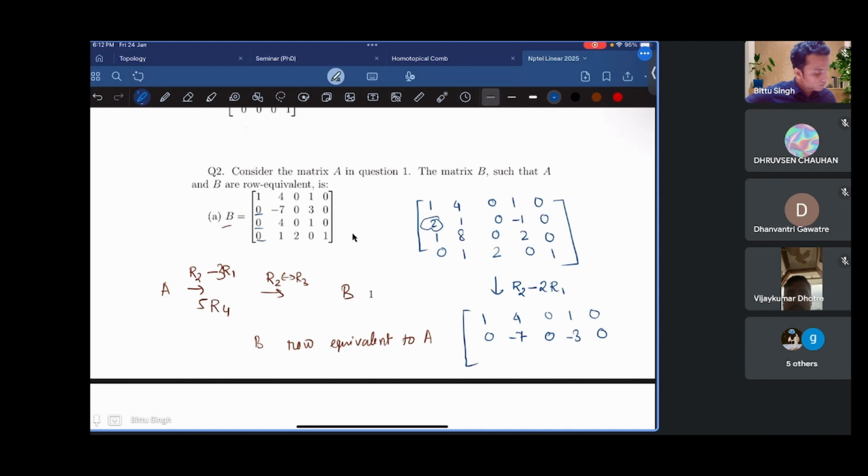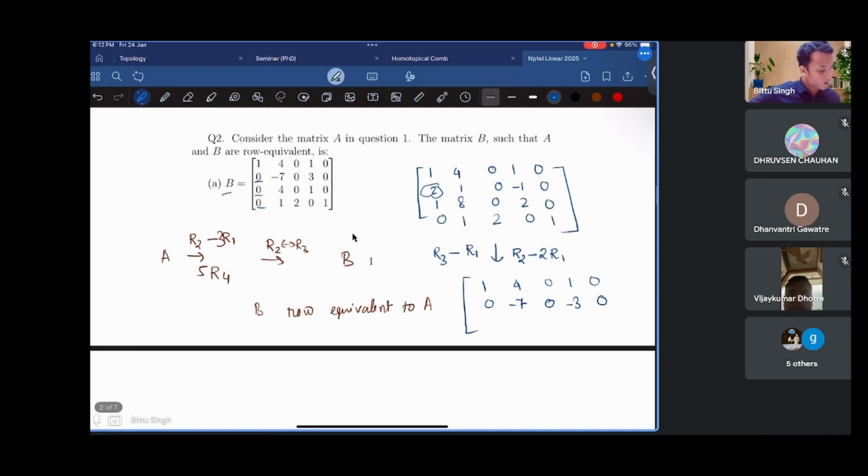Similarly, apply R3 minus R1. It will give you 0, then 8 minus 4, which will be 4. 0 minus 0 will be 0. 2 minus 1 is 1. After that, it is 0. And 0, 1, 2, 0, 1.